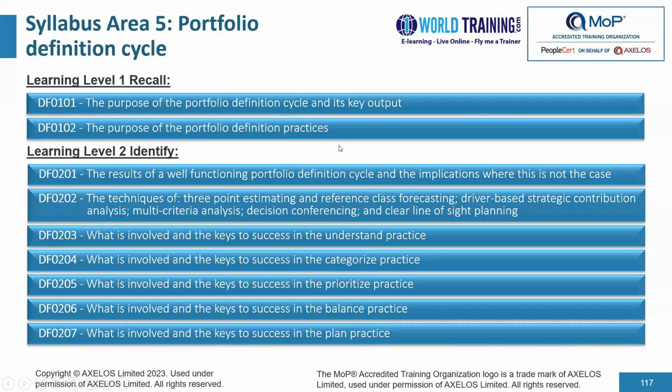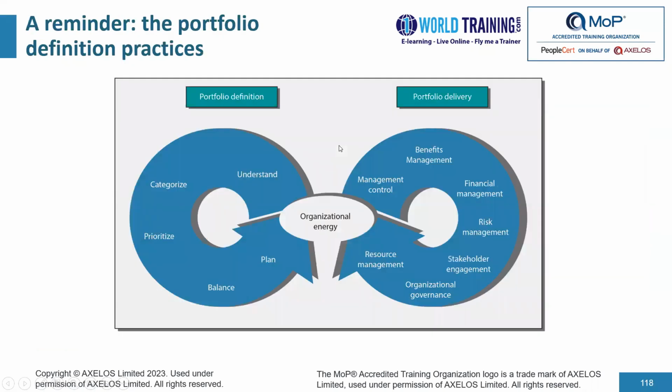The next slide, just as a quick reminder, we have the 2 cycles that we talked about earlier on. We have the portfolio definition cycle, which contains 5 practices: understand, categorize, prioritize, balance, and plan. To a large extent, there is an element of sequentiality. There's an element of dependency between each of these practices.